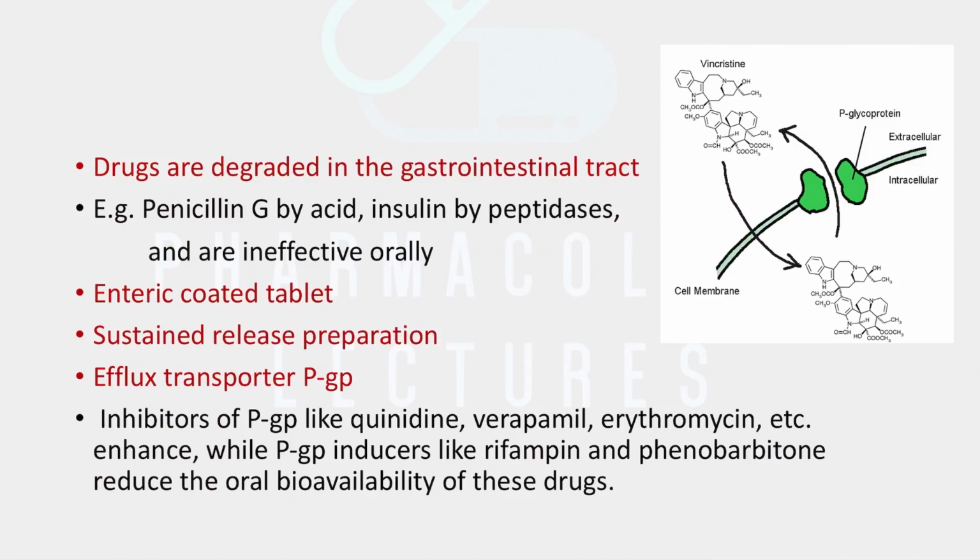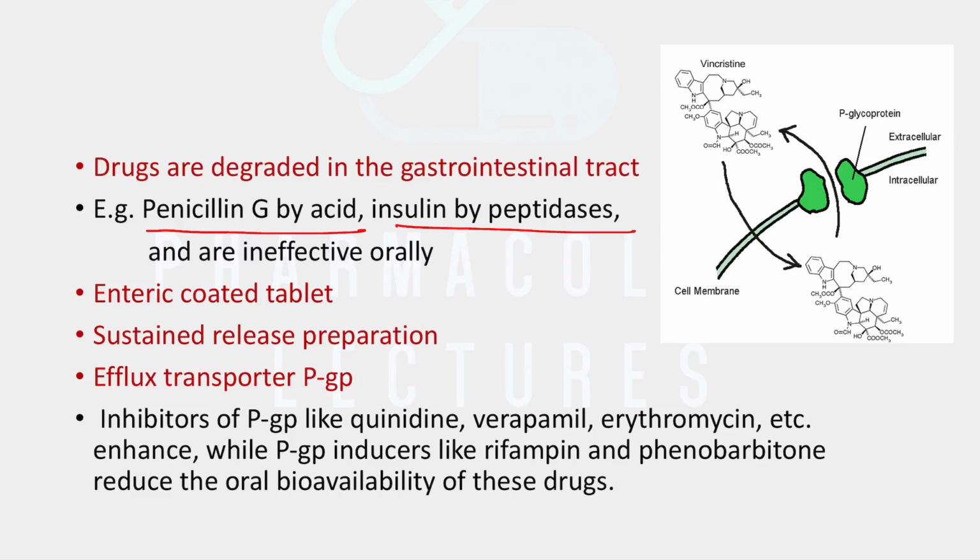Another important thing is the HCl content in the stomach. We already know that a severely acidic atmosphere is there, and this acidic atmosphere is sometimes very dangerous for drugs as well, because some drugs get destroyed by this acid. For example, penicillin G and insulin. These drugs are not effective orally, because if you give them orally, they will get destroyed by the acids. So they should not be given orally.